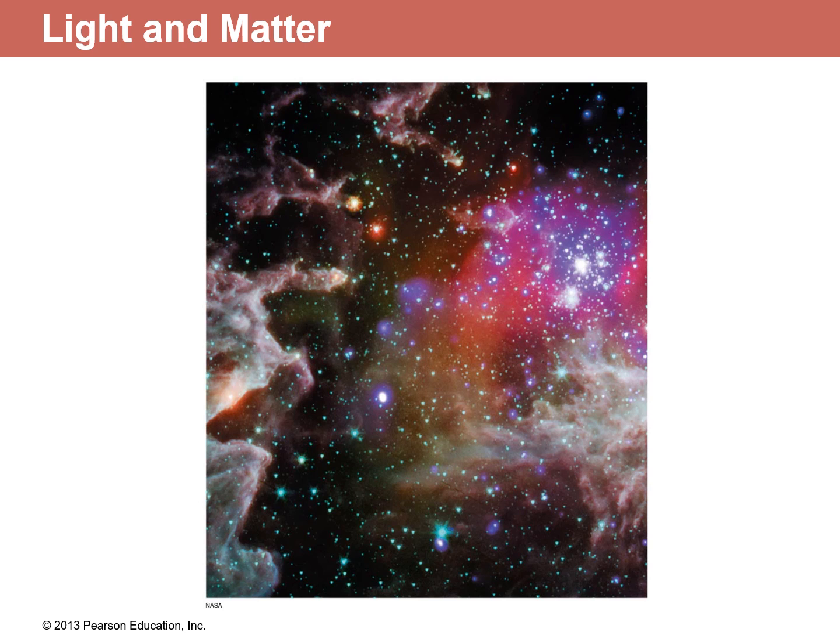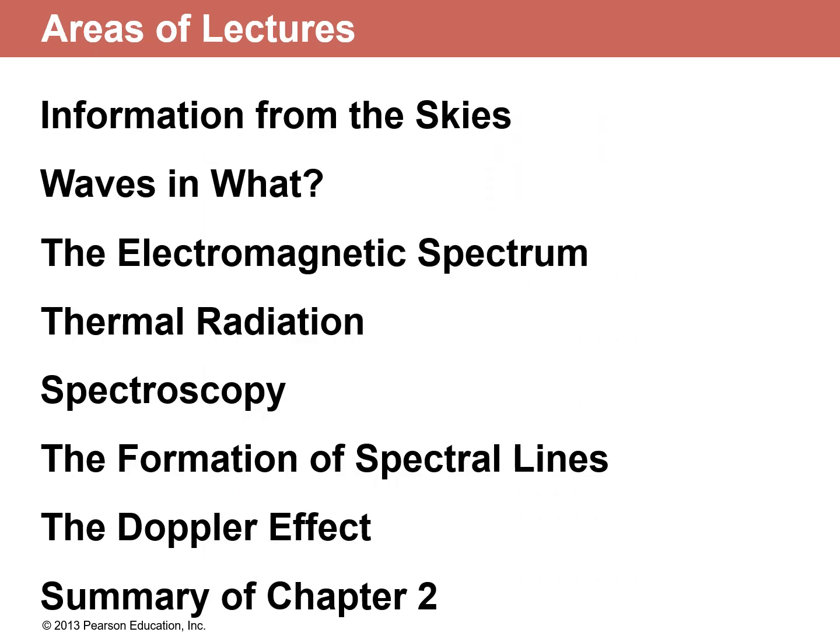So I want to start the discussion now of light and matter, and it's going to start off with a discussion of light as an electromagnetic wave. We're going to be using that term a lot in this chapter. Some of the things we're going to be talking about is what kind of information we get from the skies. When we talk about waves, waves in what kind of material? What are we talking about? And we'll talk about those.